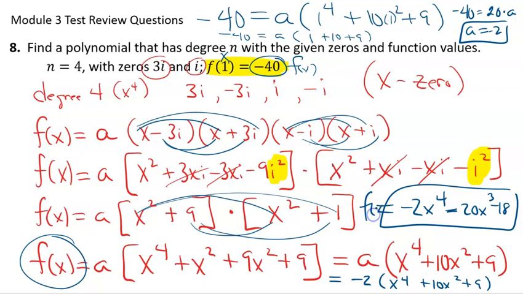And I should have called it f of x. Phew! It's a lot of number crunching. It's not hard. I know it feels hard after you do all that work because it's exhausting. But it's like going on a super slow run. It's just a whole lot of running, but it's just not super hard running. You know what I mean? So negative 2x to the 4th minus 20x to the 3rd minus 18 is a polynomial that has zeros of 3i, negative 3i, i, negative i, and also f of 1 equals negative 40.